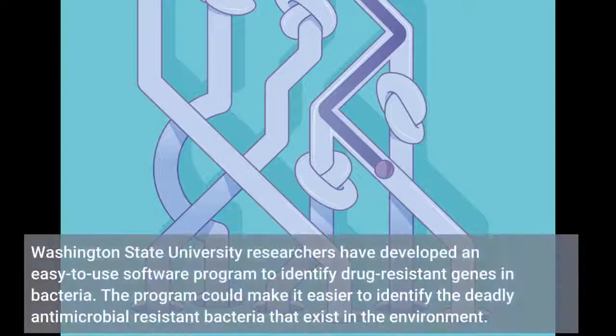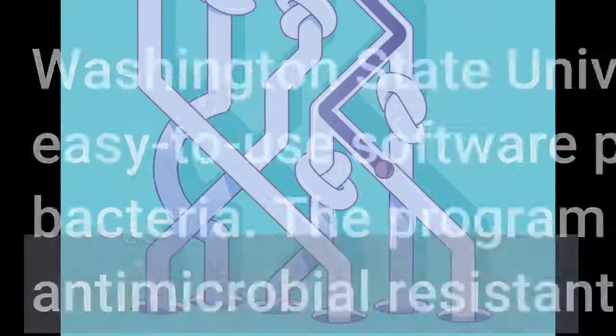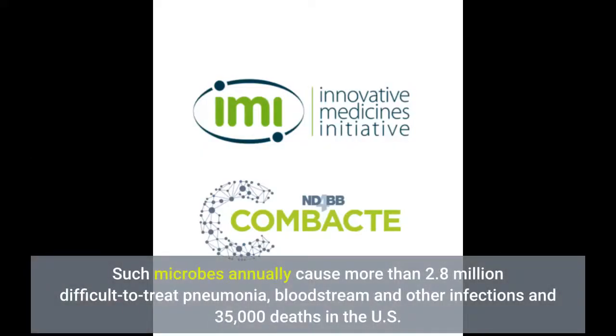Washington State University researchers have developed an easy-to-use software program to identify drug-resistant genes in bacteria. The program could make it easier to identify the deadly antimicrobial resistant bacteria that exist in the environment. Such microbes annually cause more than 2.8 million difficult-to-treat pneumonia, bloodstream and other infections and 35,000 deaths in the U.S.